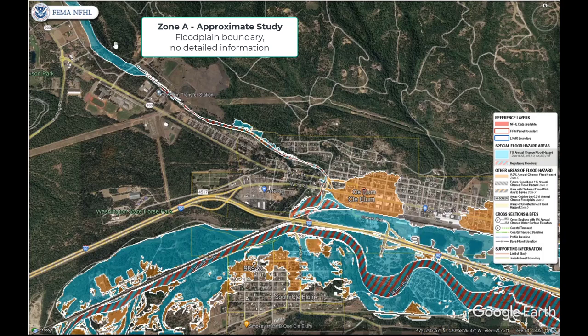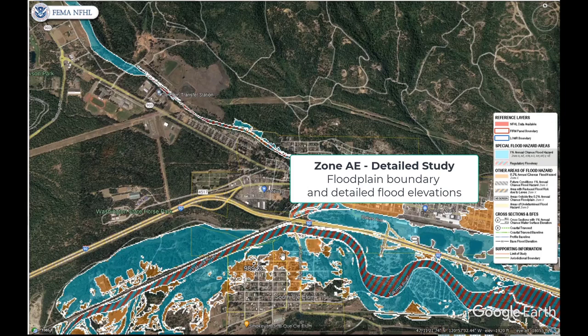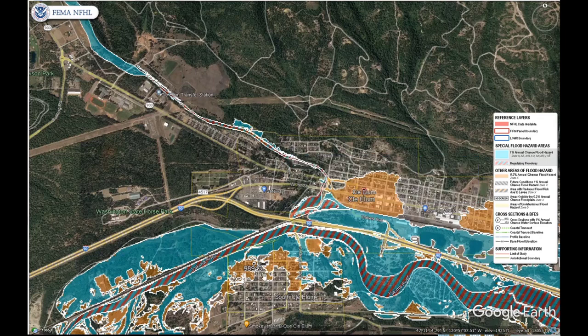So in areas of low population and low development, that's all we do. But as you move downstream, you can start seeing detailed AE zone areas. These are areas that FEMA has done an extra level of analysis because it is in a more populated area.